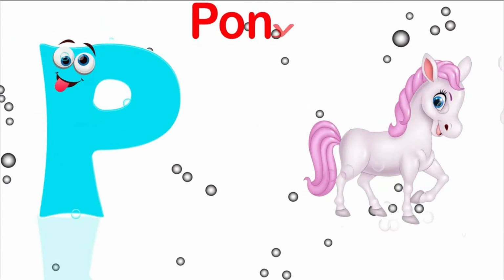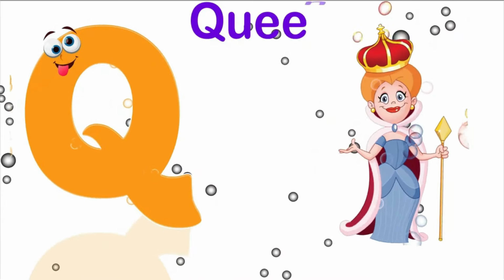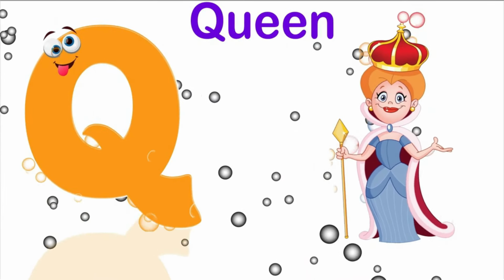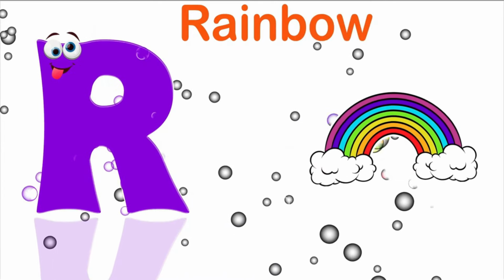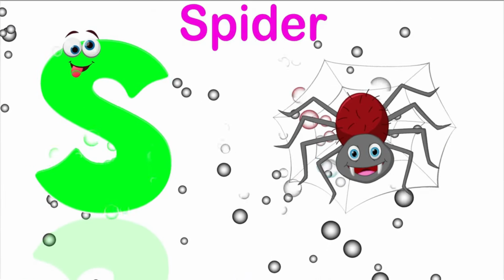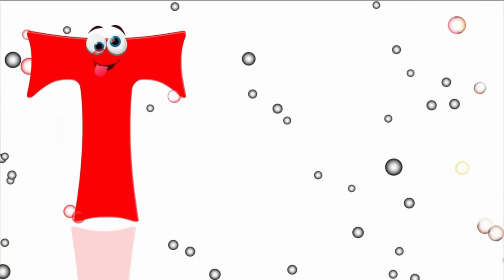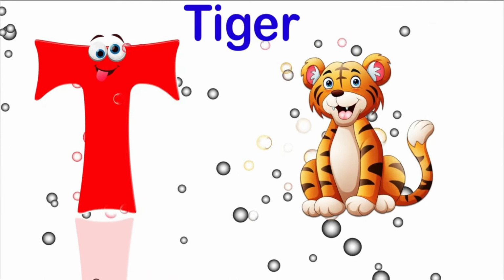P is for pony. Q is for queen. R is for rainbow. S is for spider. T is for tiger.